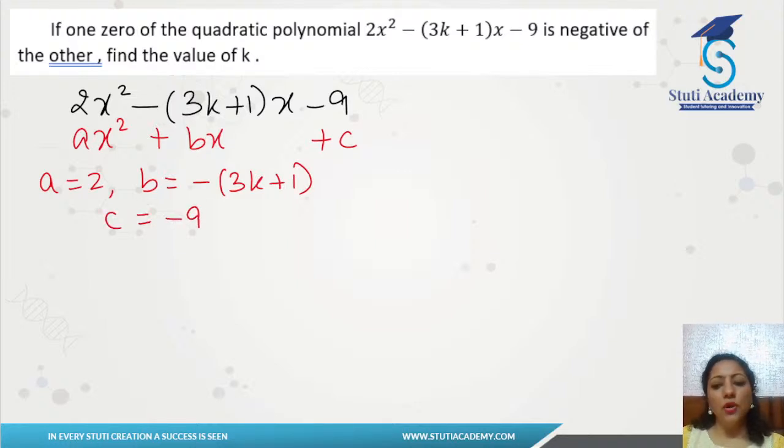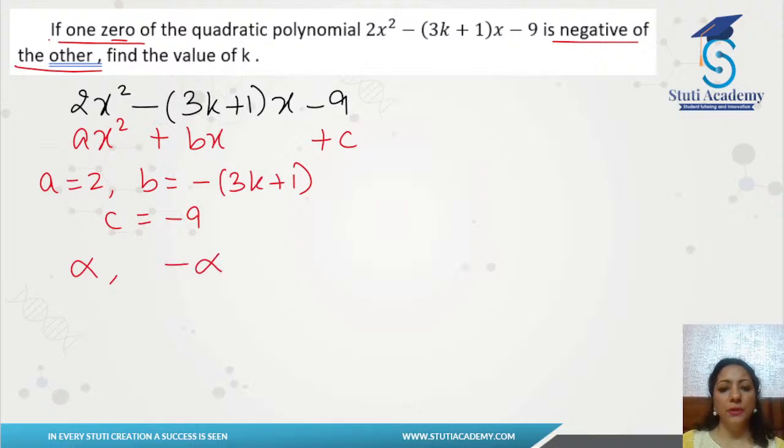It's a quadratic polynomial, so we know it has two zeros. One zero of the polynomial is negative of the other. This is given to us. So if one zero is alpha, the other one is minus alpha. It's very simple. One is negative of the other. So if I'm going to take one as alpha, the other one would be minus alpha. Now we need to solve for k.